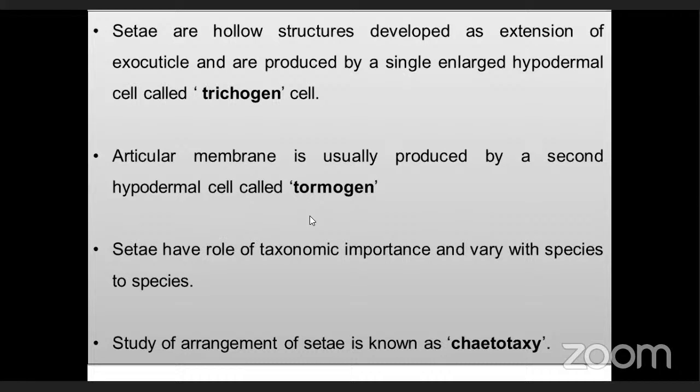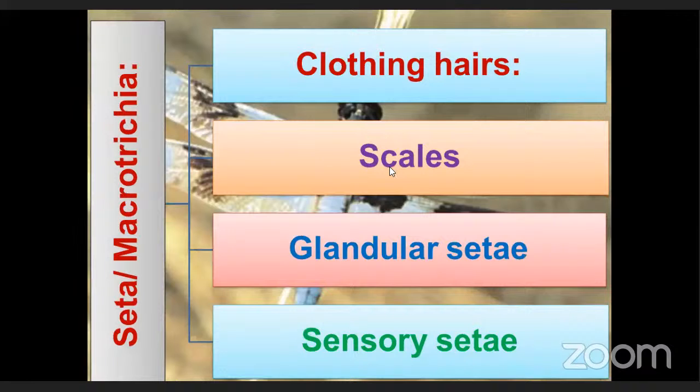Next, there are different types of setae: clothing hairs, scales, glandular setae, and sensory setae. Scales are in butterflies, and clothing hairs are in honeybees or bees, which have the fluffy hairs. In butterflies, scale wings are there. Glandular setae are in caterpillars. Sensory setae can sense; with the help of those setae, insects can sense, as they are provided with sensory receptors and sensory nerves.